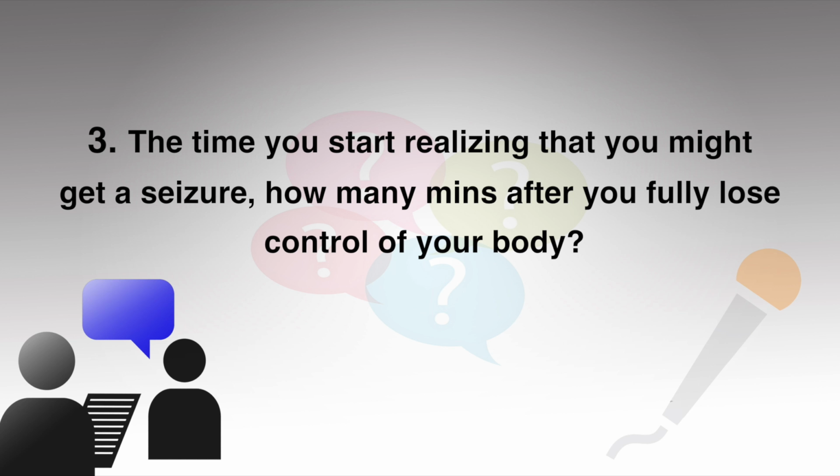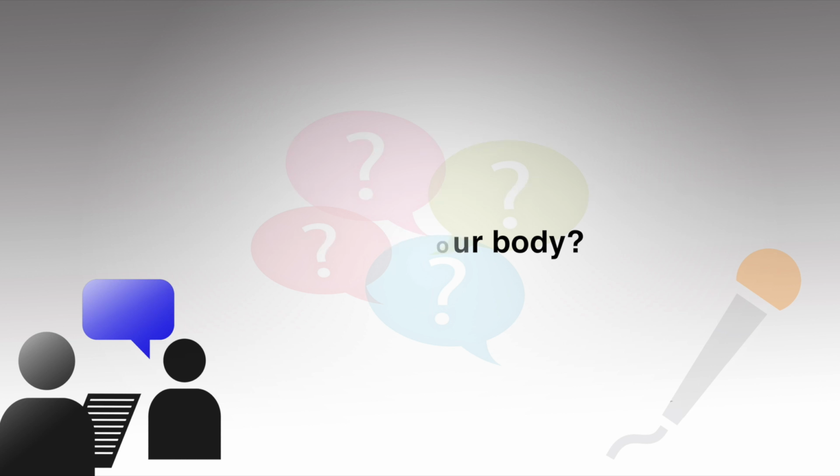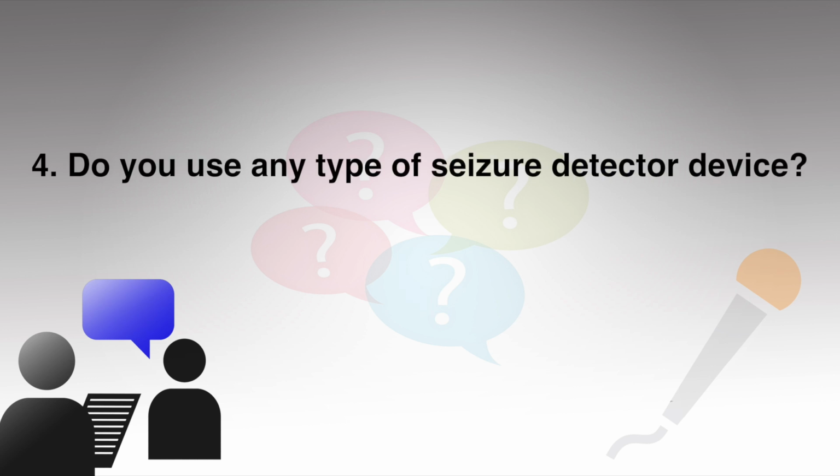I realized that I might have a seizure maybe a minute or two before having the actual seizure, and I start losing control maybe a minute after that, and I lose full control of my whole body to the point that I would actually fall down or something like that. At this moment, I don't actually use a seizure detector device. I used an EEG a couple of times, but that was only for a day or two. But I don't use a regular daily seizure detecting device.